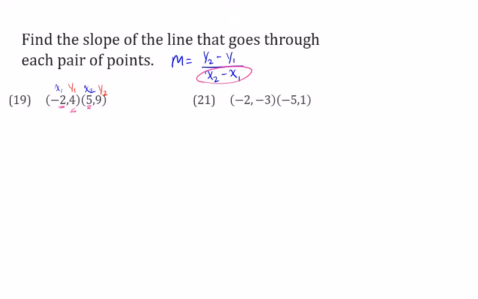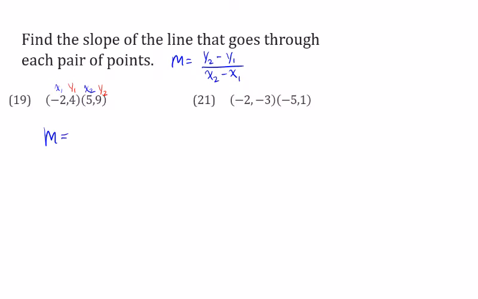A lot of times, I would say that's the number one mistake, besides maybe sign errors, is people putting x's on top instead of y's. So remember, it's rise, the vertical, which are the y's, over the run, which is the horizontal, which is the x's. Once you get that straight, it's just some addition, subtraction, and then a little bit of reducing fractions.